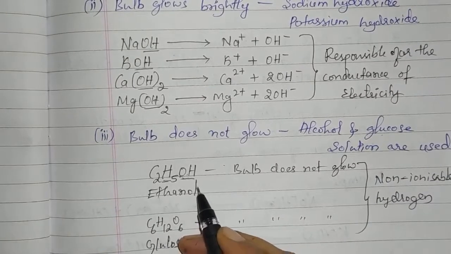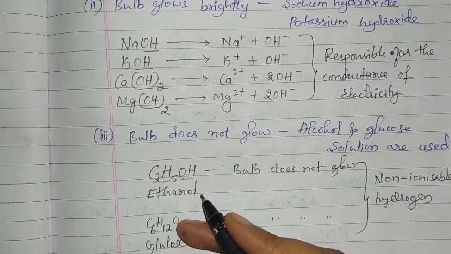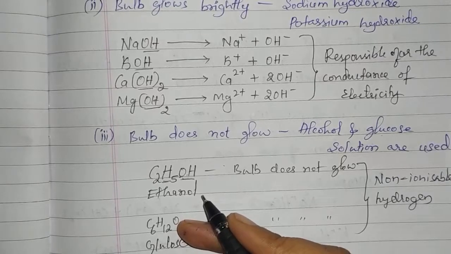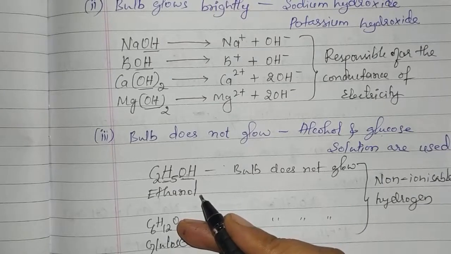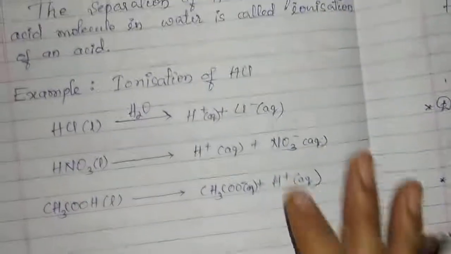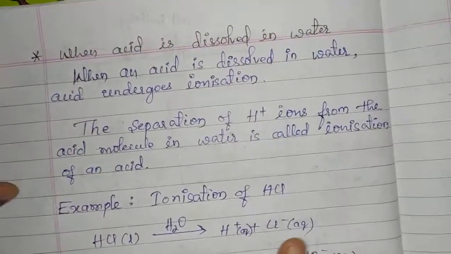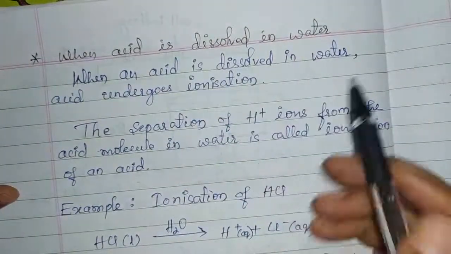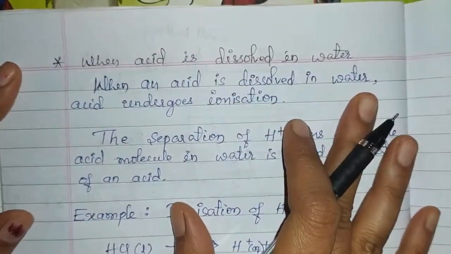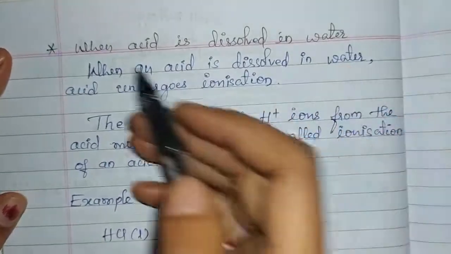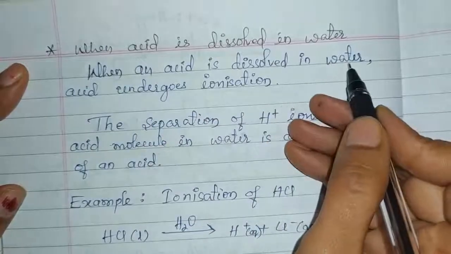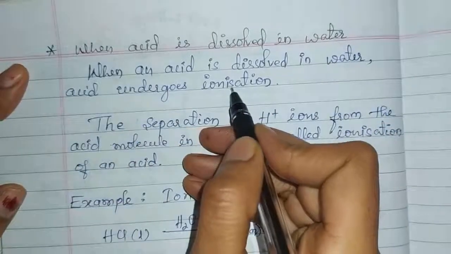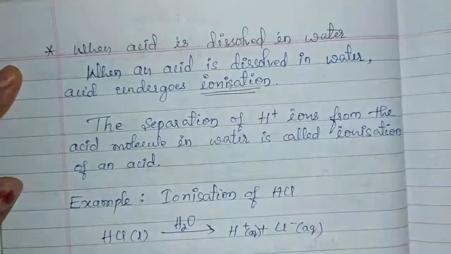From this activity we can conclude that acids and bases can conduct electricity. This is the common property possessed by both acid and base. Children, let us see what happens when acid is dissolved in water. When an acid is added to water, the acid undergoes ionization. Then what is ionization? Let us see.